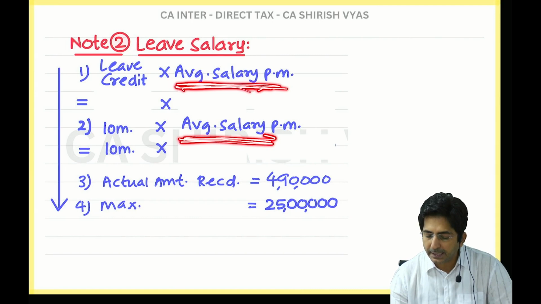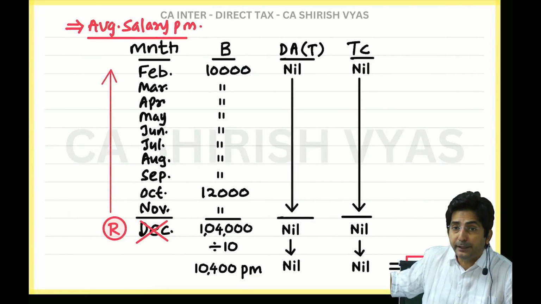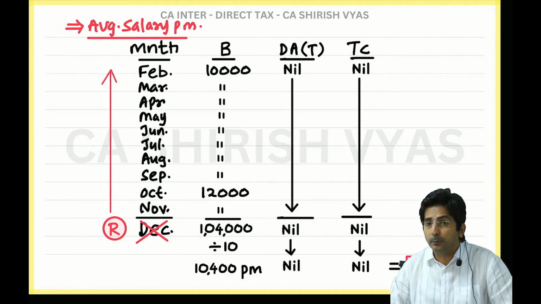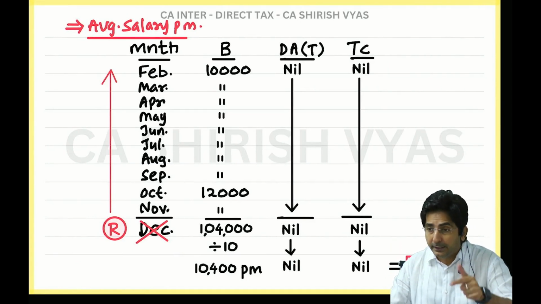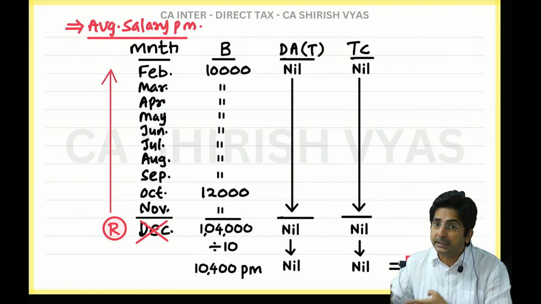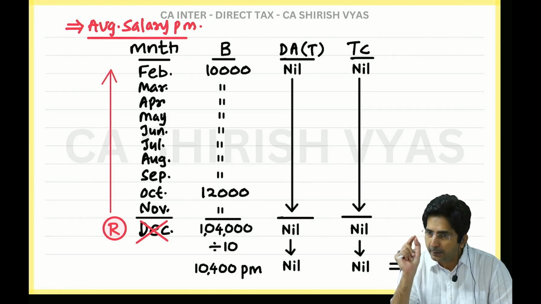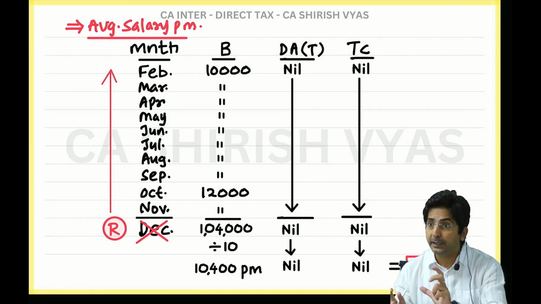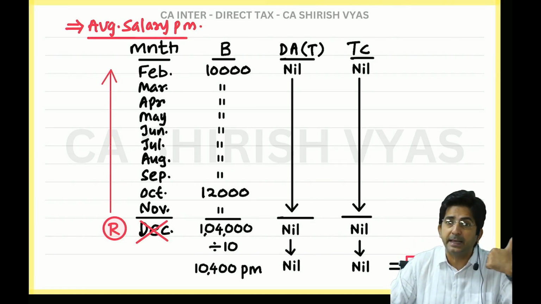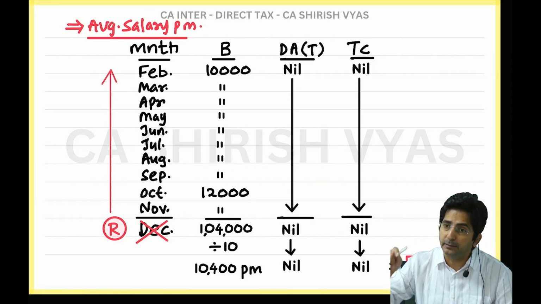What is average salary? Now you will say, yes, we have already calculated average salary. But average salary for the purpose of gratuity is different. And average salary for the purpose of leave salary is different. You know what is the difference? One difference only. In gratuity, we ignore the month of retirement and we take preceding 10 months. But in leave salary, you will consider the month of retirement also.